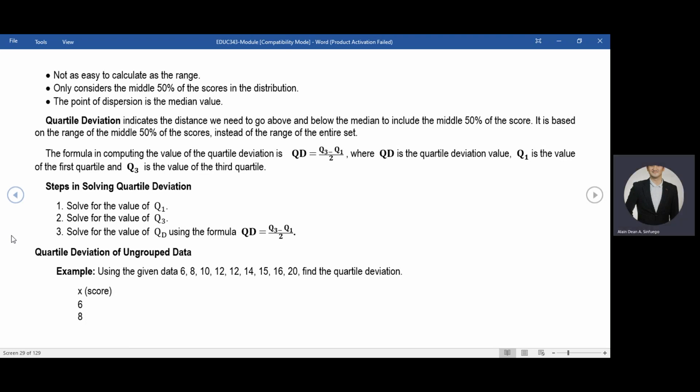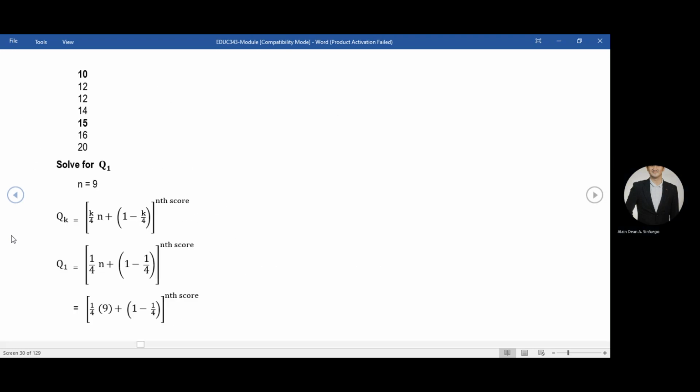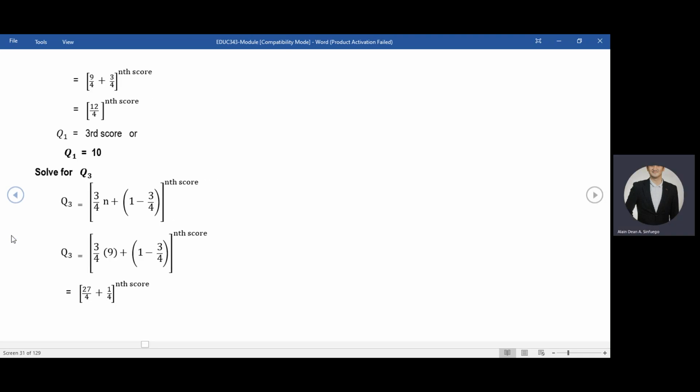Quartile deviation for ungrouped data example. We have the values 6, 8, 10, 12, 12, 14, 15, 16, and 20. So we need to arrange it from lowest to highest. We will solve for the first quartile, which is 1 over 4 times the quantity n plus 1. You have 9 over 4 plus 3 over 4. That is 12 over 4, which is the third score.